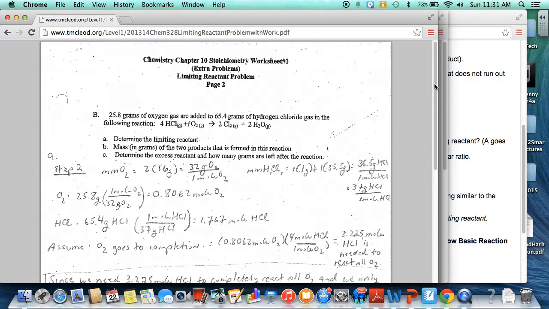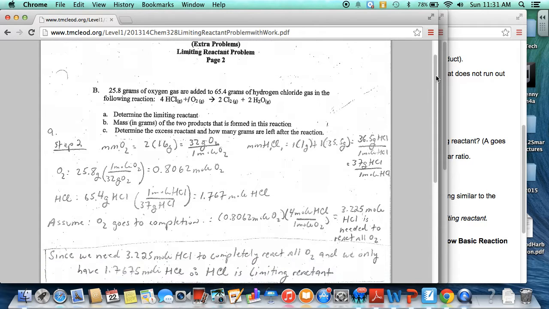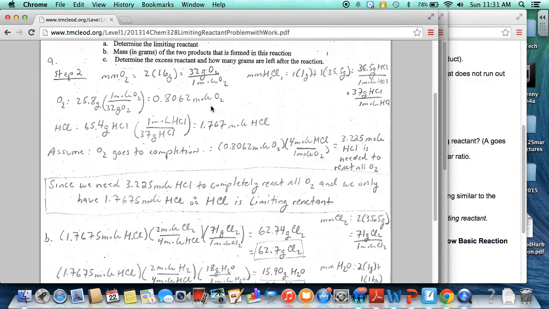Okay, and if you're lucky enough to do the demonstration, we talked about this, the limiting reactant demonstration. So what you're going to do is you're going to assume one goes to completion. So in this case, we're going to assume that O2 goes to completion. Does it make a difference? No, it doesn't make a difference which one you assume. Okay, and that's why I have two different examples here. So this one assumes oxygen goes to completion. So what you want to know is how much HCl do we need to get rid of all the O2? And that's what this calculation is.